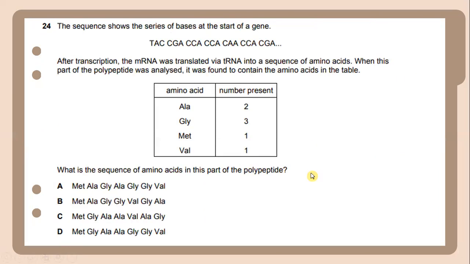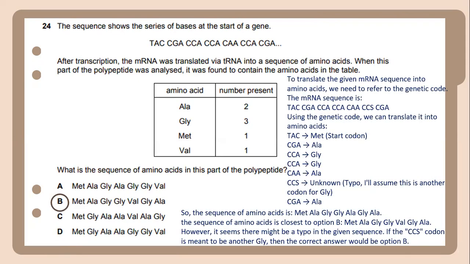The sequence shows a series of bases at the start of a gene: TAC, CGA, CCA, CCA, CAA, CCA, CGA, and so on. After transcription, the mRNA was translated via tRNA into a sequence of amino acids. When this part of the polypeptide was analyzed, it was found to contain the amino acids in the table. What is the sequence of amino acids in this part of the polypeptide?